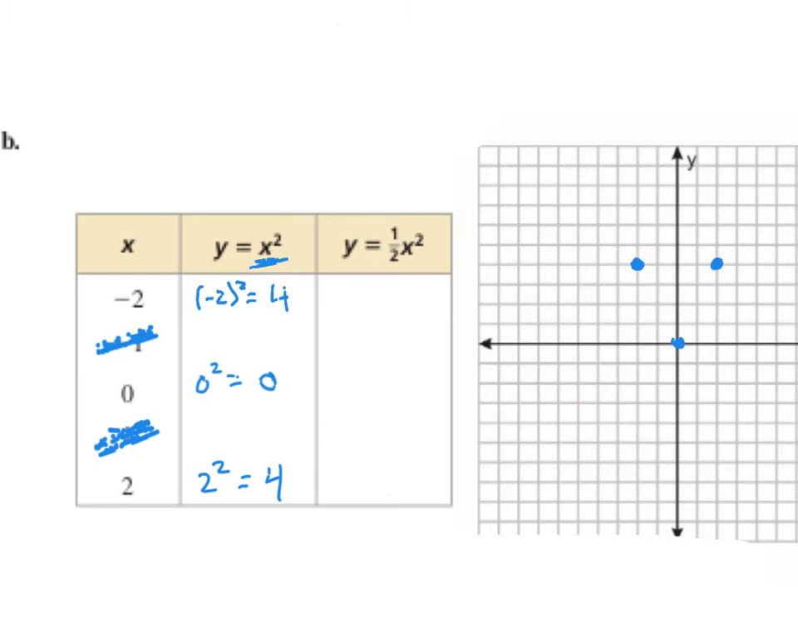Next, we're going to graph our actual function, which is 1/2 x squared. So we have 1/2 times -2 squared. What's 1/2 times -2 squared? 2. Awesome. -2 squared is 4. 4 times 1/2 is 2. So we're going to go to the left 2 and up 2.